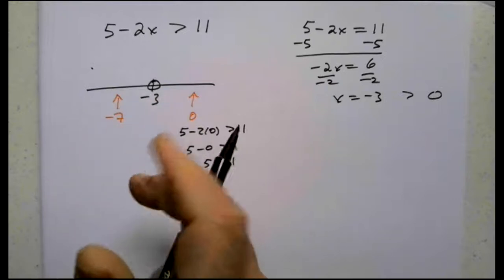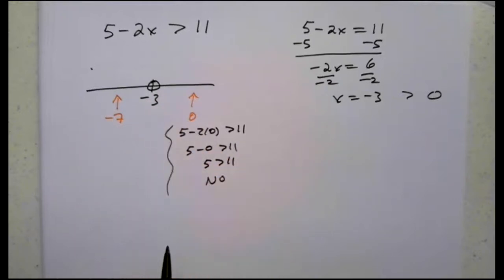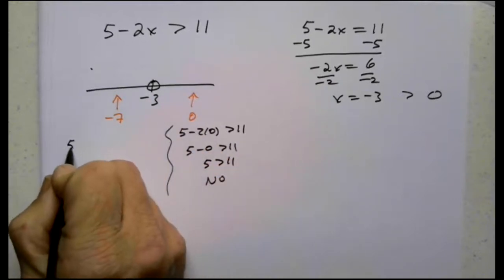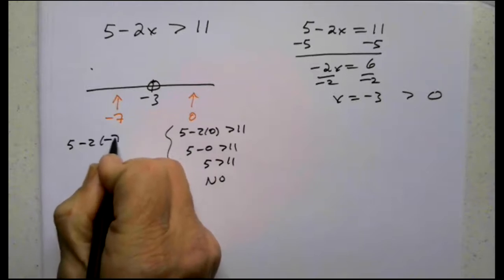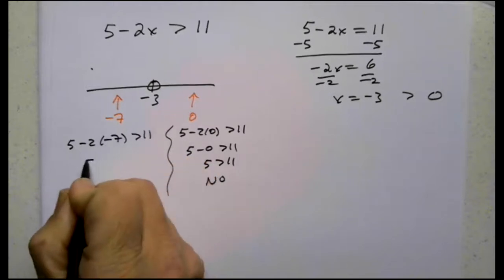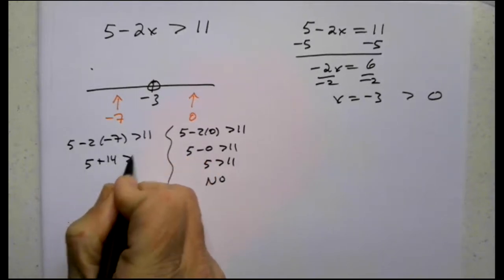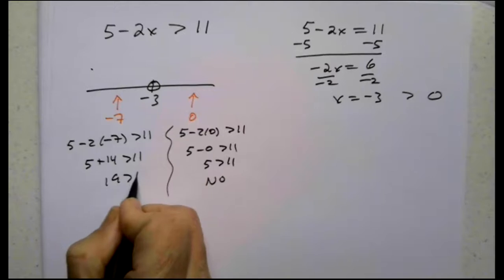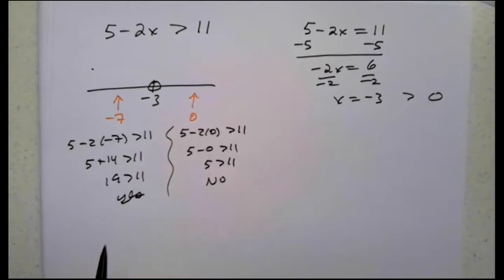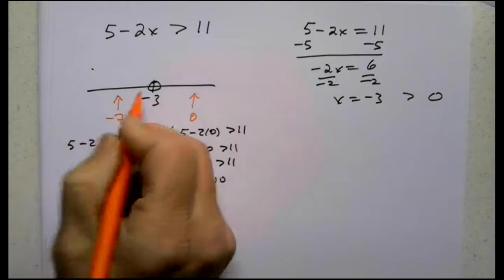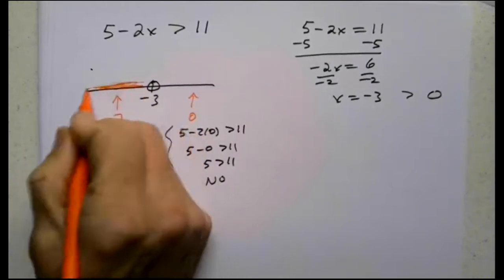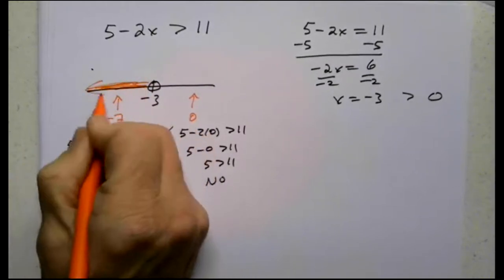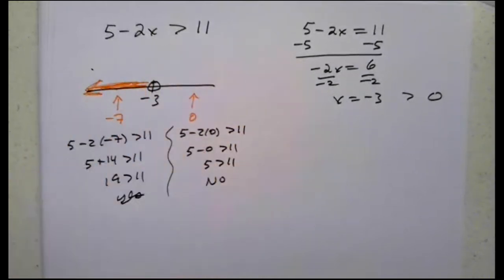We'll try -7 on this side. Let's see if we get something greater than 11 there. Is 5 minus 2 times -7 greater than 11? Is 5 plus 14 greater than 11? Is 19 greater than 11? That's yes. So you shade towards the yes side, you do not shade towards the no side. So this is what we get. So even though that was a greater than problem, we are shading in the left direction.